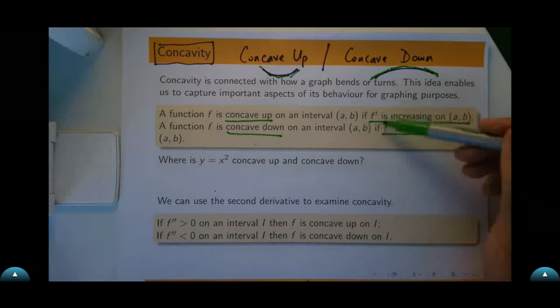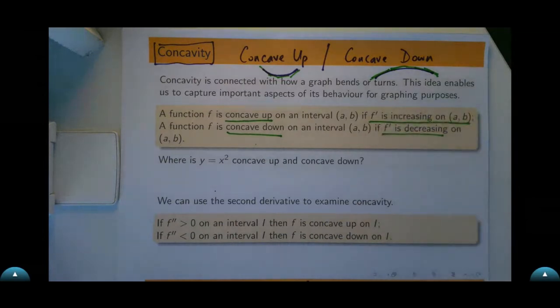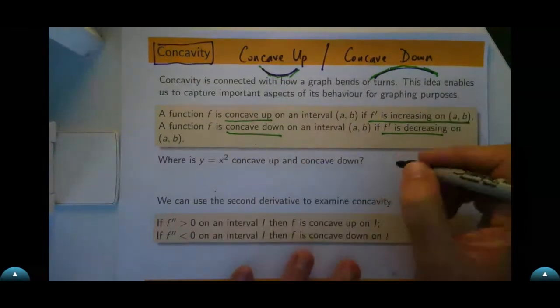Just look at whether the derivative is increasing or decreasing on the interval. Okay, not the function, the derivative. That's really important. Now we'll be looking at a way of showing concavity with second derivatives, but let's look at an example first. Okay, so x squared.